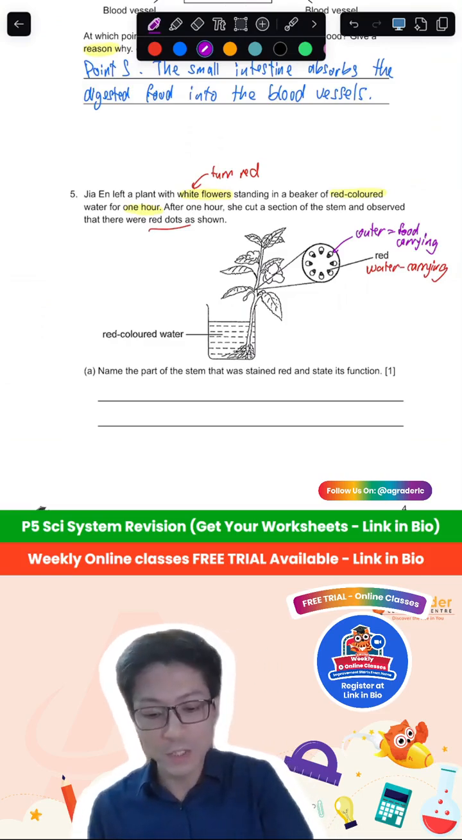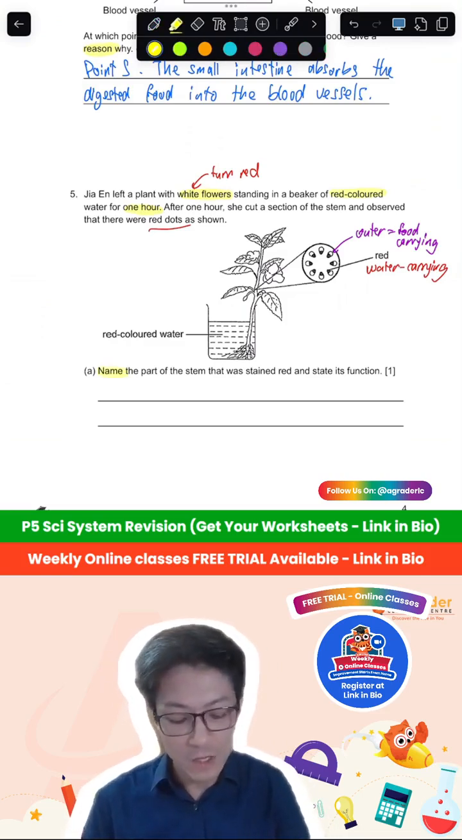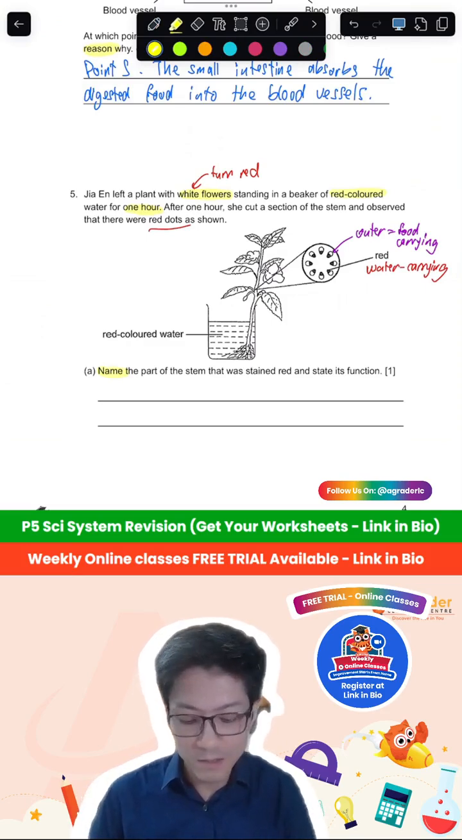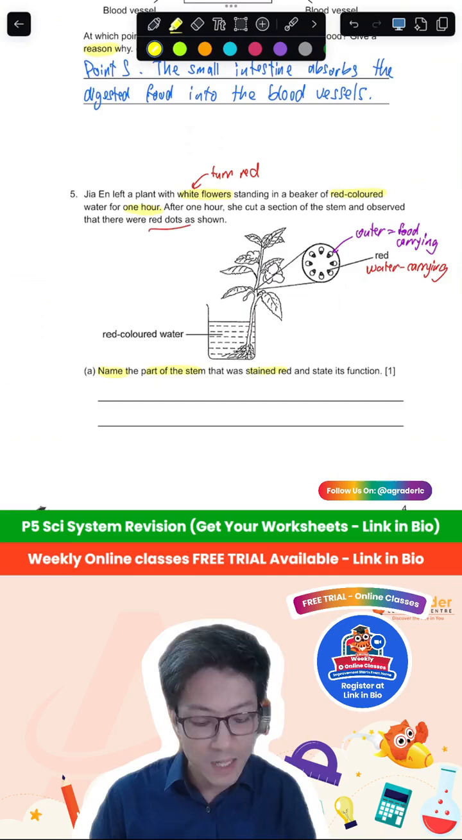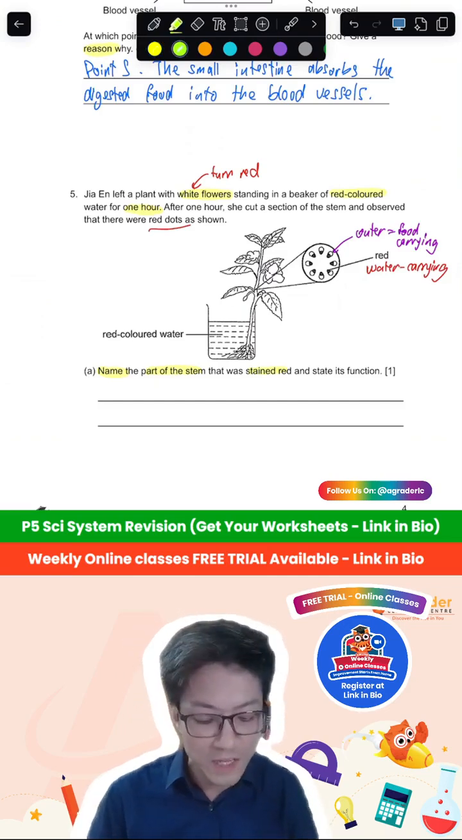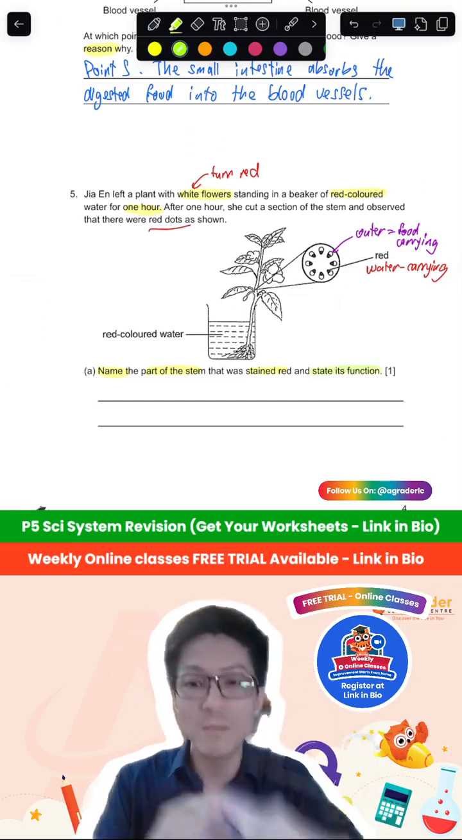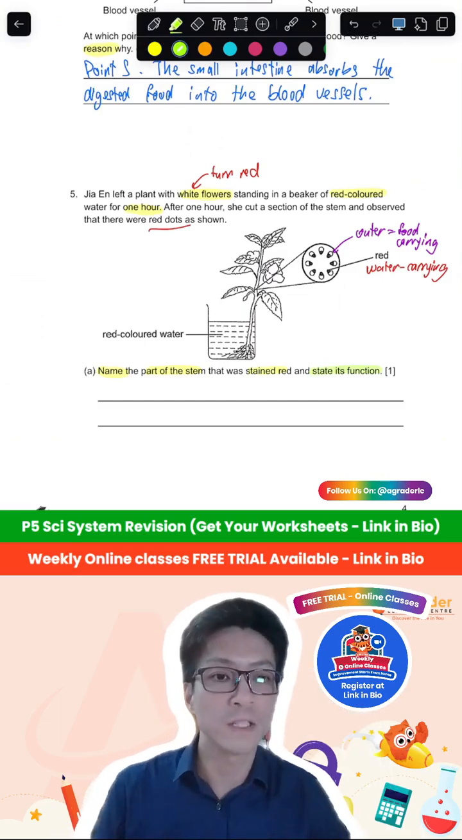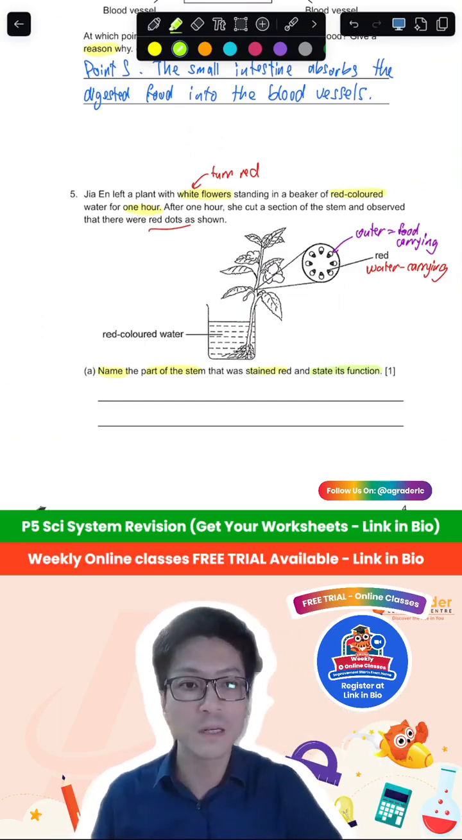So part A wants you to name the part of the stem that was stained red. Name the part of the stem that's stained red and state its function. Okay, so there are two things you need to talk about. Number one is name the part and talk about the function. Okay, so read carefully.